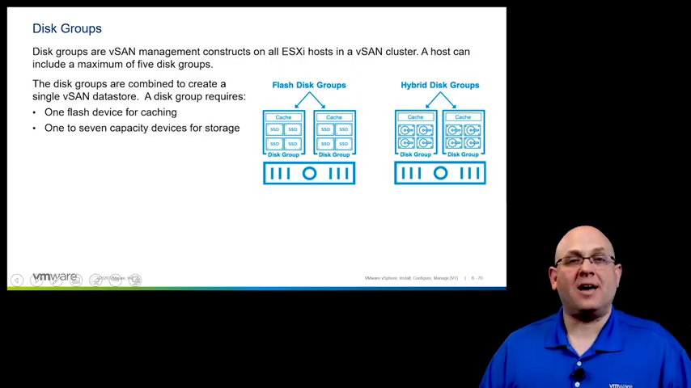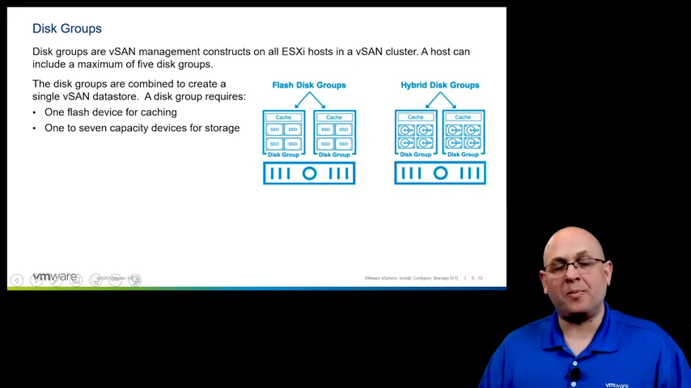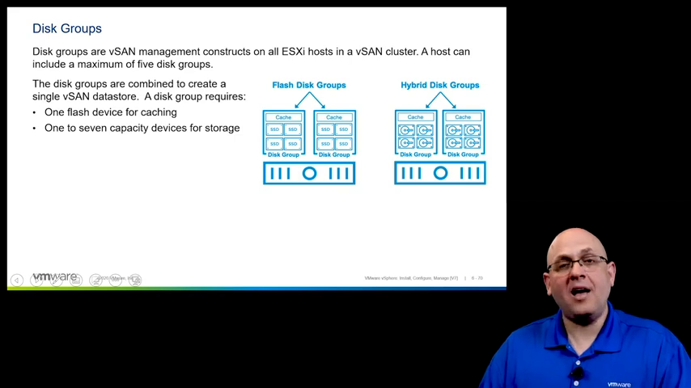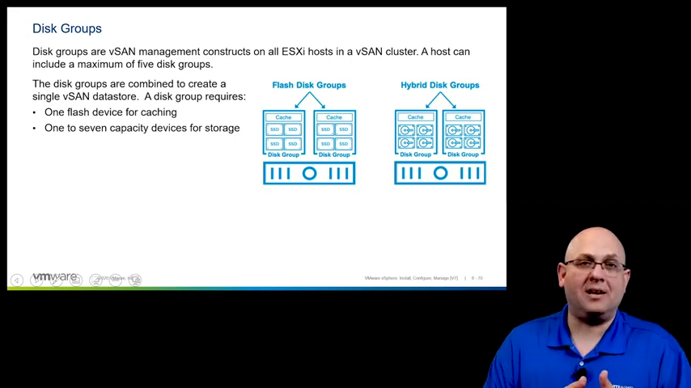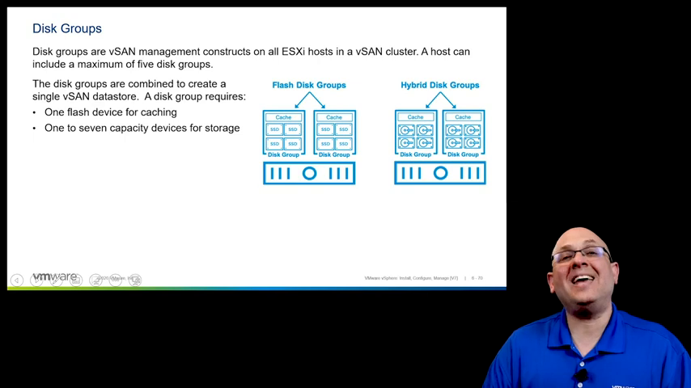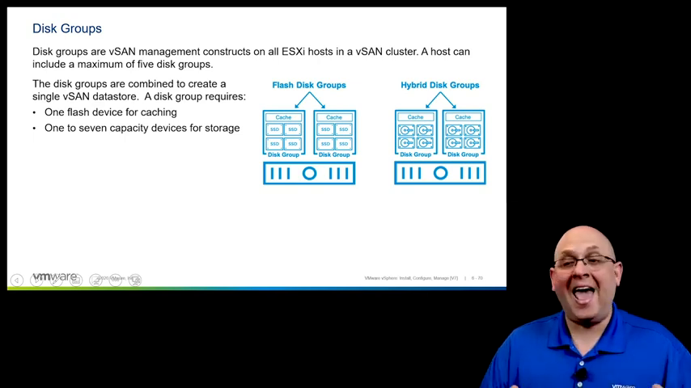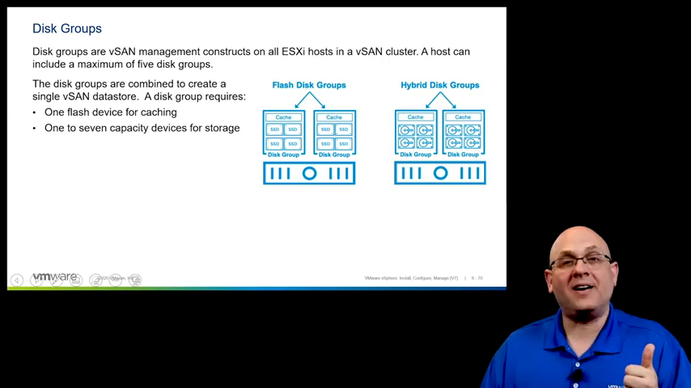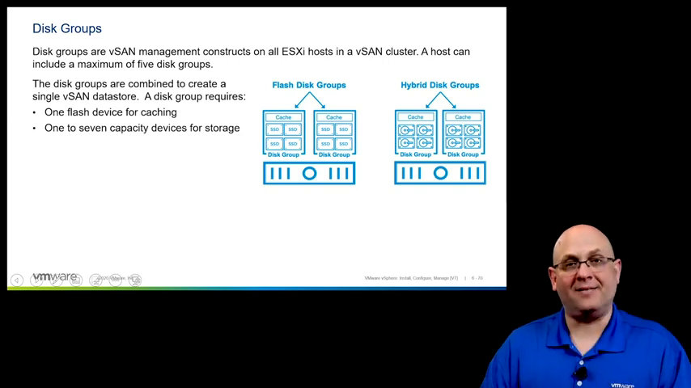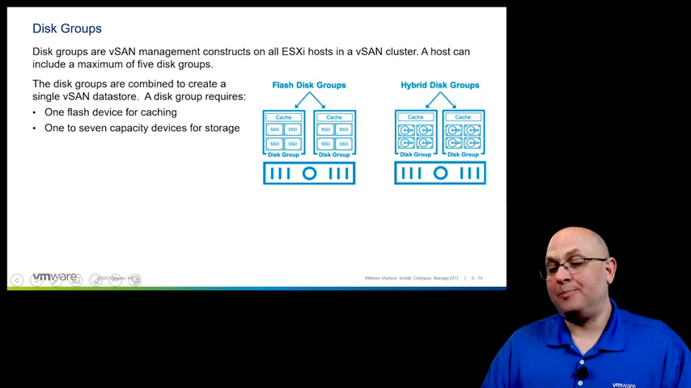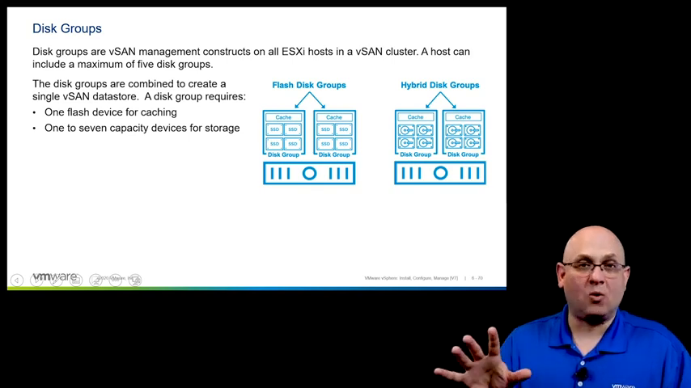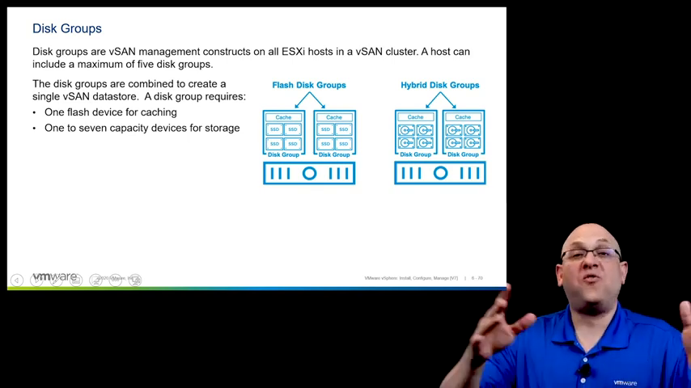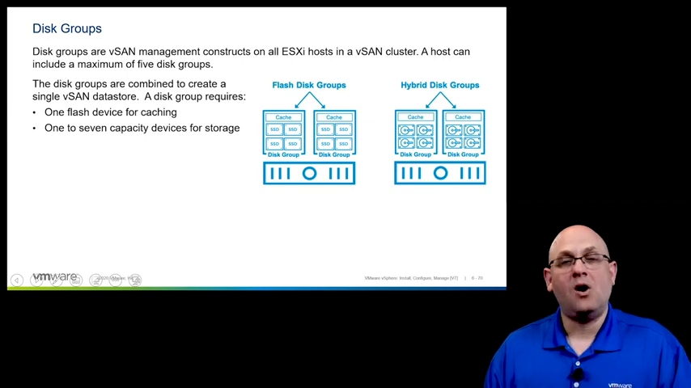Within each ESXi host, we're going to describe something called a disk group. And a disk group has at least 1 cache device and at least 1 capacity device. Disk groups can contain up to a total of 8 storage devices, that is 1 cache device and 7 capacity devices. And we can put up to 5 of these disk groups, totaling 40 devices in total, on each ESXi host.